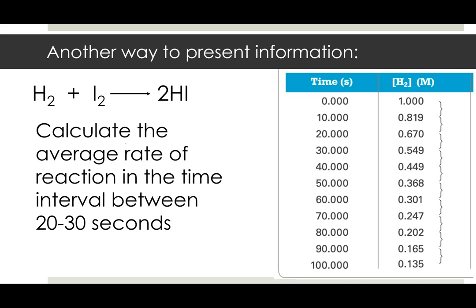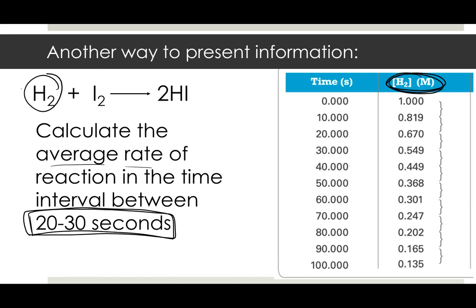So what I want you guys to do is calculate the average rate of this reaction during this time interval. So between 20 and 30 seconds, what is the average rate? And we know that we're going to have to do it with respect to hydrogen because that's the only data that it gives us. So with respect to hydrogen. So go ahead and calculate that and see if you can get to the answer, and then I'll do it in just a minute.